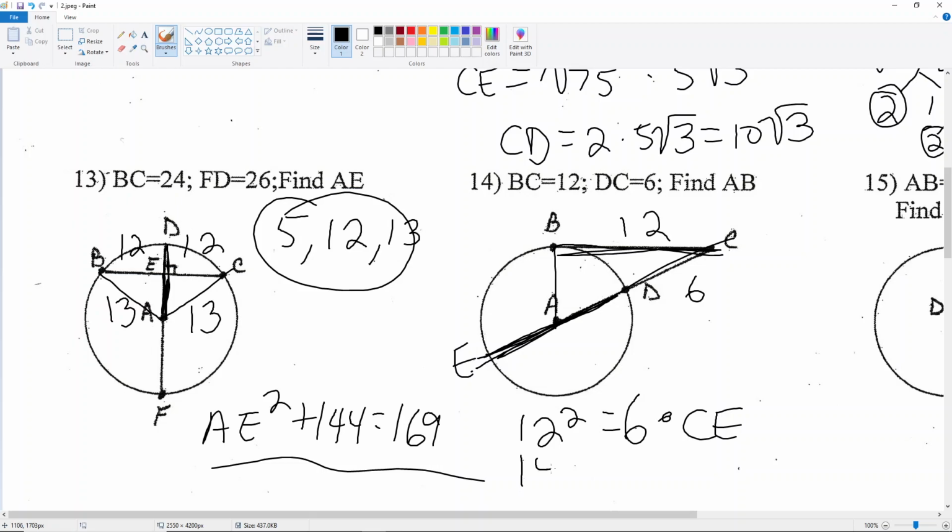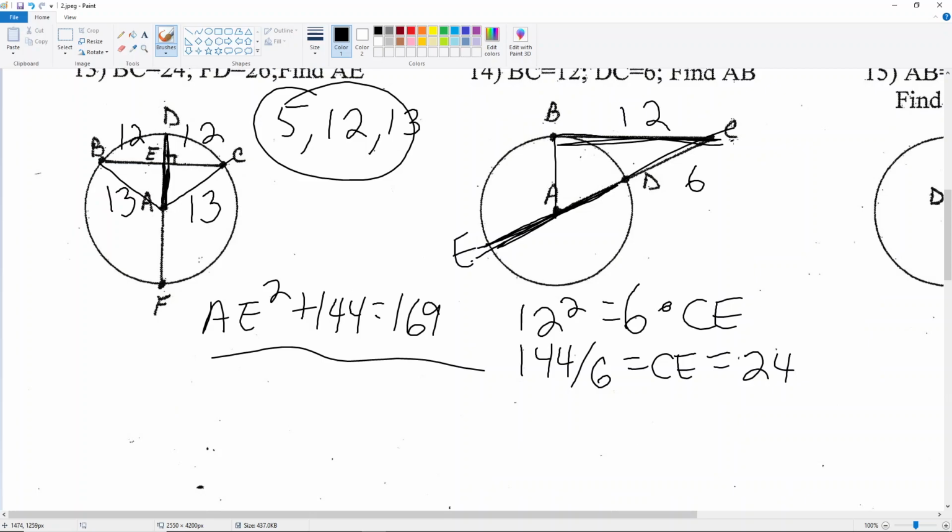So this is 144 divided by 6 equals CE. If you do it on your calculator, it is 24. So CE is 24. CD is 6. 24 minus 6 is 18. Each one of these is 9. That makes AB 9.